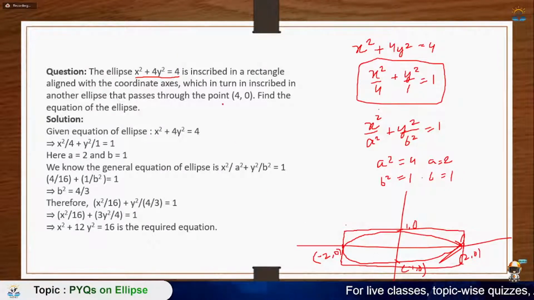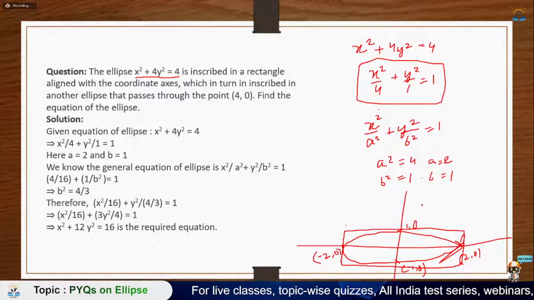Then they are saying what? They are saying which in turn, the ellipse is inscribed inside the rectangle along with the coordinate axis, which in turn is inscribed in the other ellipse that passes through the point (4, 0).